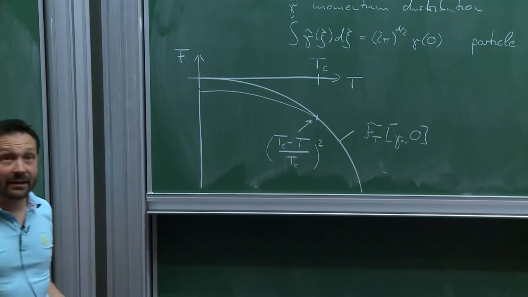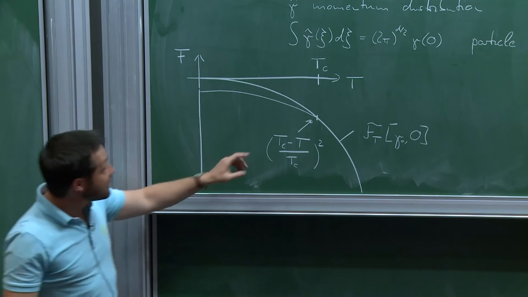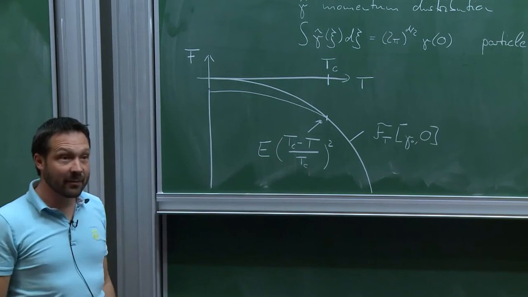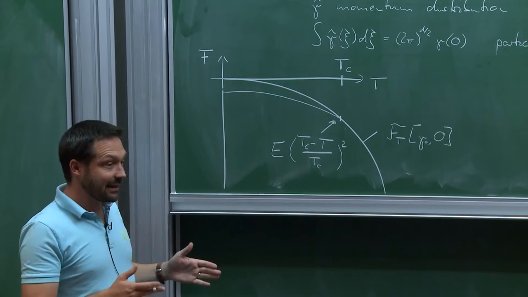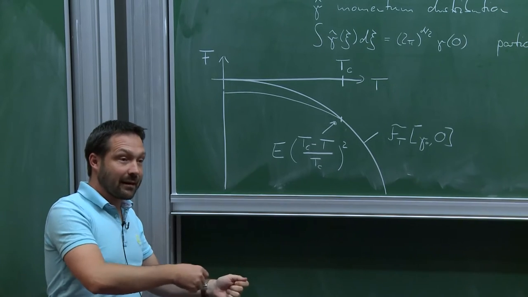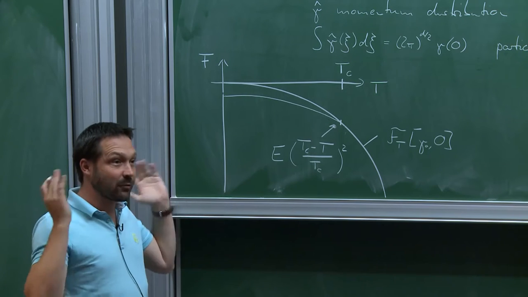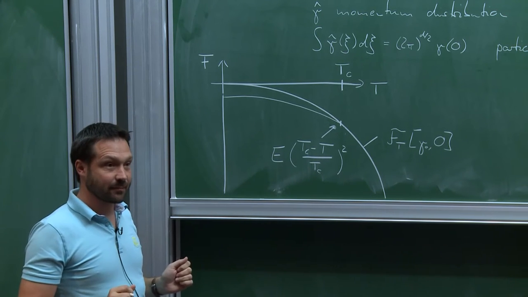And the thing that I interpreted as the baby model of Ginzburg-Landau is that the coefficient in front here, the E, can be obtained by minimizing something, and the something is exactly of the form minus quadratic plus quartic, which is exactly what we want to derive later in the spatially non-homogeneous case.